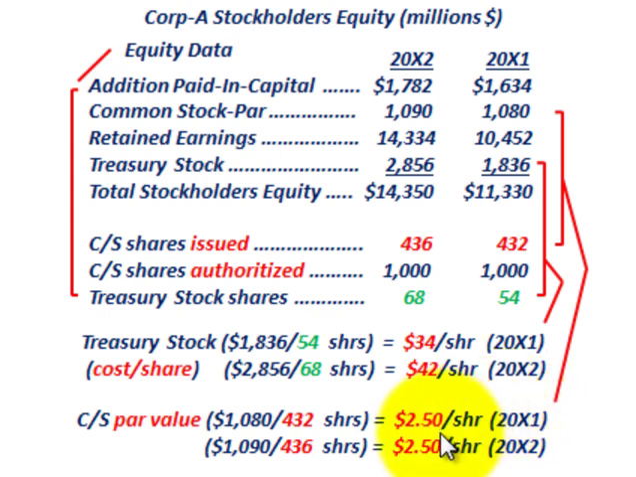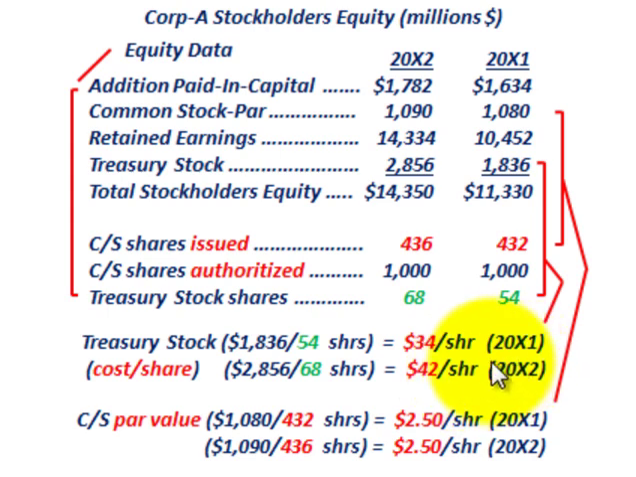And do the same thing here for 20x2, and you're going to find out that you take your total amounts here, common stock par, divided by the common stock shares issued here, and you're going to get $2.50 per share here. So what we want to look at here is the common stock par value. You can determine it's constant. It's constant from year to year here, and you can determine it just by looking at one of the years here. Whereas your treasury stock, the cost per share here actually changed from year to year. And in this case, we had an increase here from $34 per share up to $42 per share.